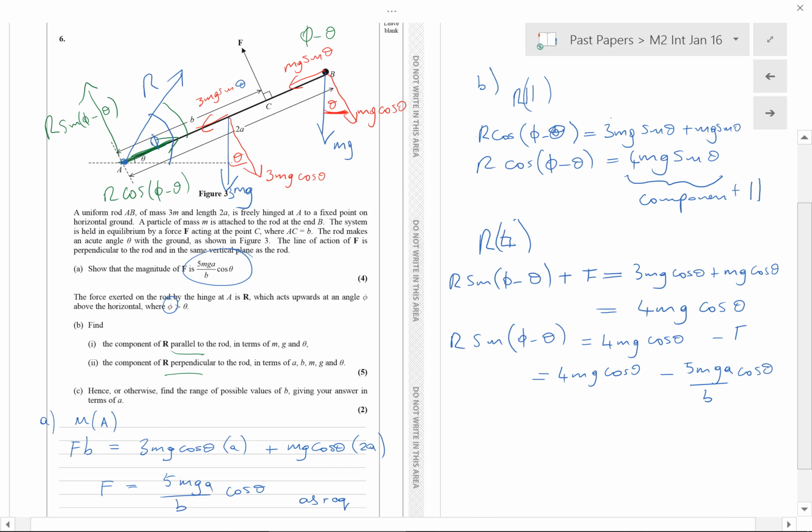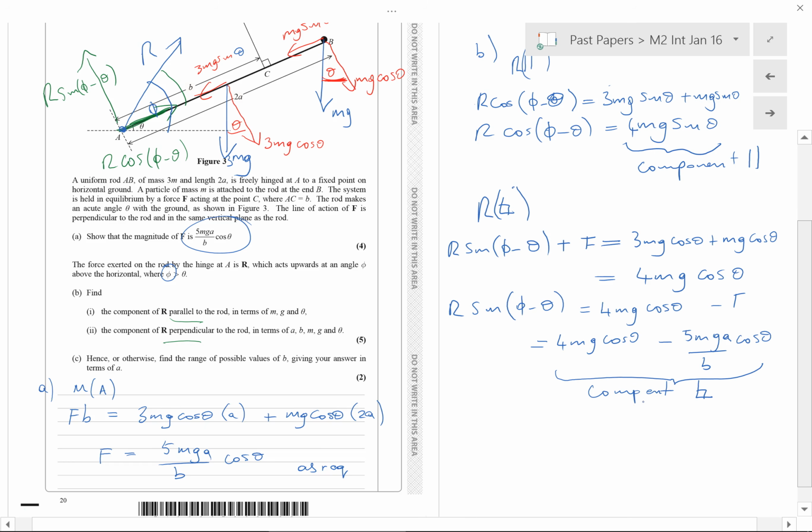Now, again, this is the component perpendicular, because by definition it's what I've got here, it's the same as that. So this is the component perpendicular. Just to make it clear to the examiner that we actually have answered the question, and we know we've answered the question, that's the bit. Component perpendicular is equal to that.